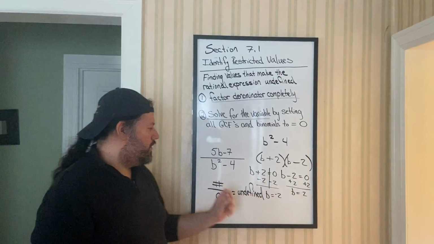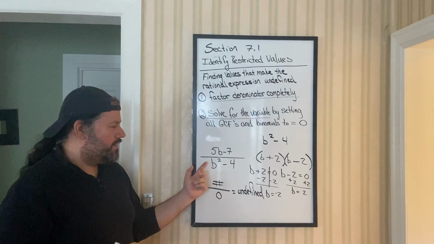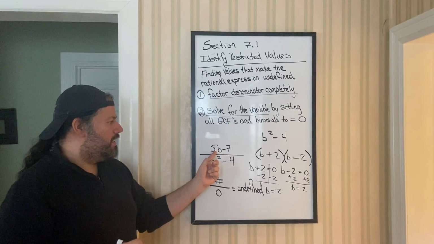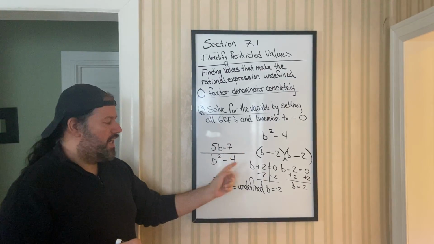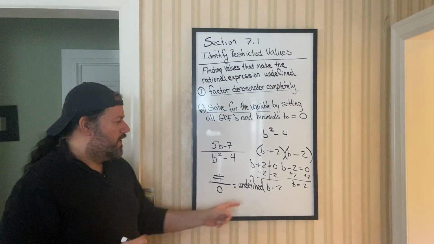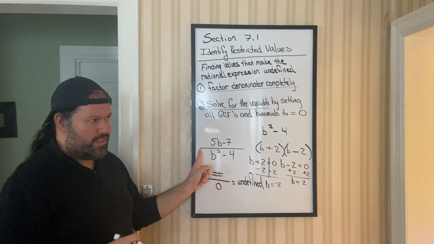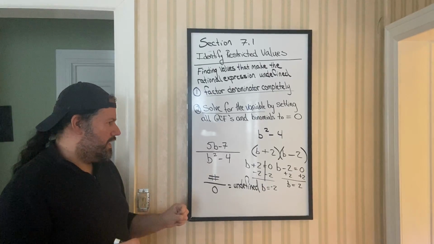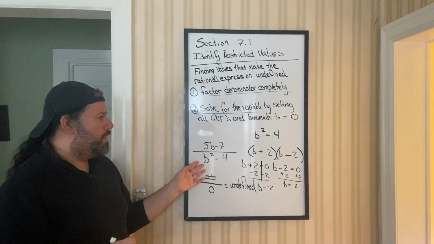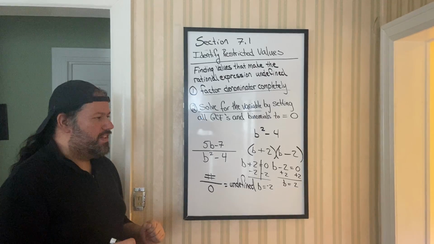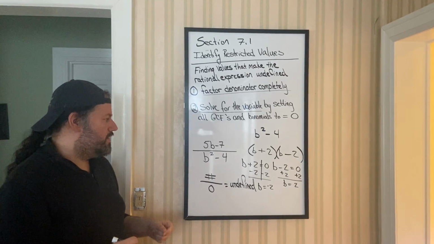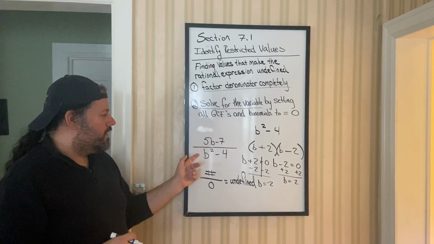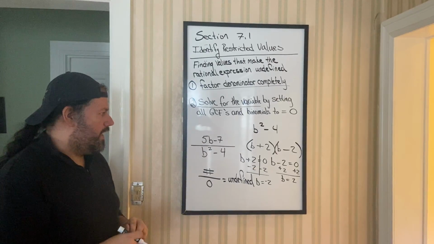If I plugged in a 2 here, 2 squared is 2 times 2, which is 4. 4 minus 4 is 0. Doesn't matter that this would be a 3 on top. 3 divided by 0 is undefined. Or if you plugged in a -2 in here, -2 times -2, remember squared means multiply it twice. -2 times -2 is +4. +4 minus 4 is still 0. Doesn't matter that this will give you a -17. As long as this is 0 at the bottom, it's undefined.